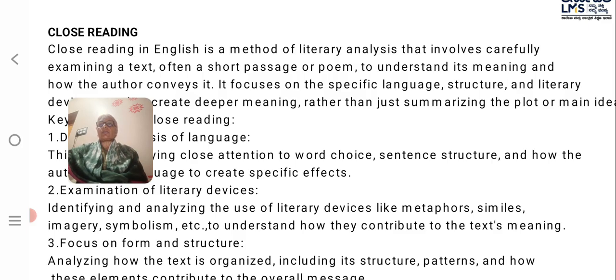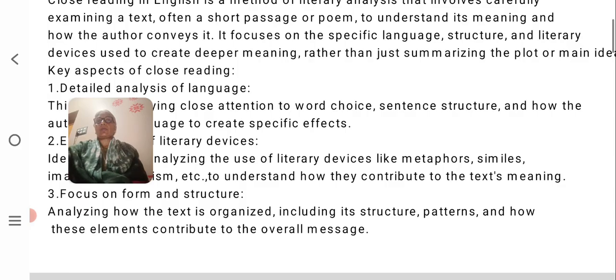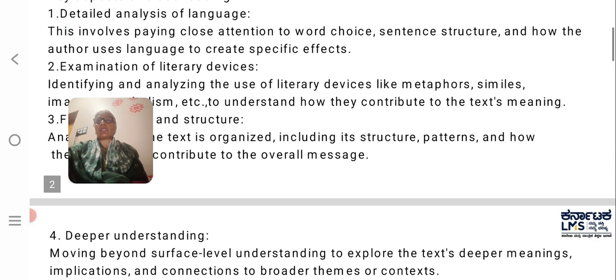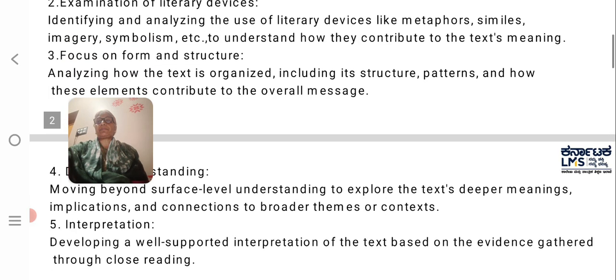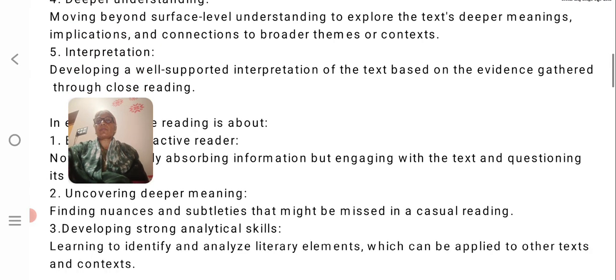Close reading gives a deeper understanding, that is, moving beyond the surface level understanding to explore the text's deeper meanings, implications of the text, and connections to broader themes or contexts. Close reading develops a well-supported interpretation of the text based on the evidence gathered through close reading.